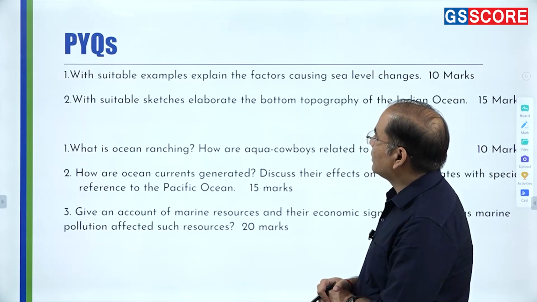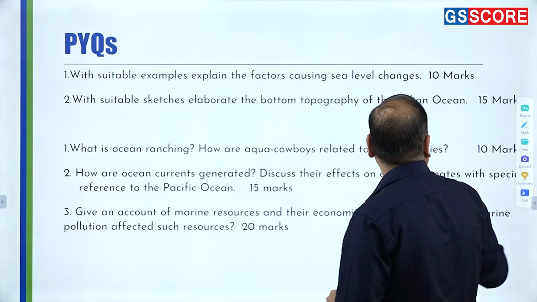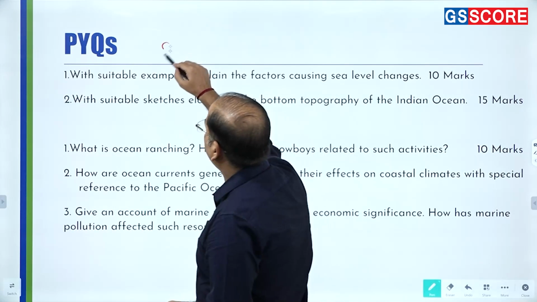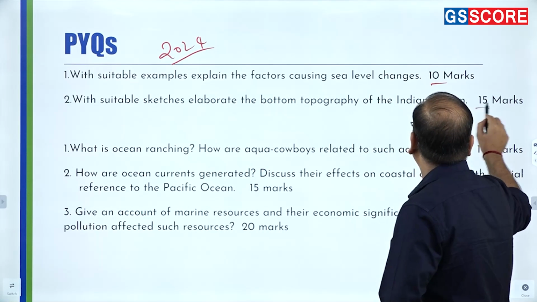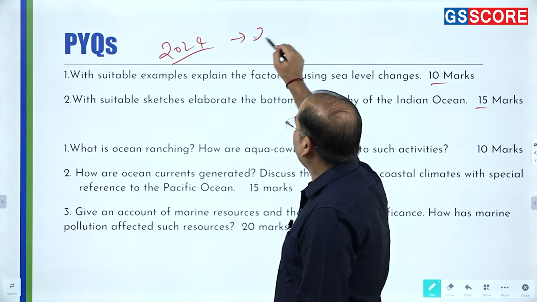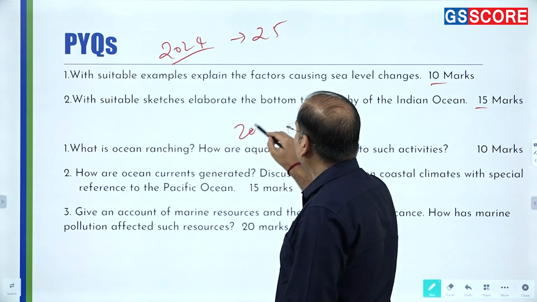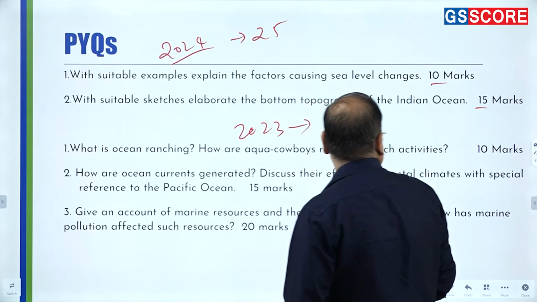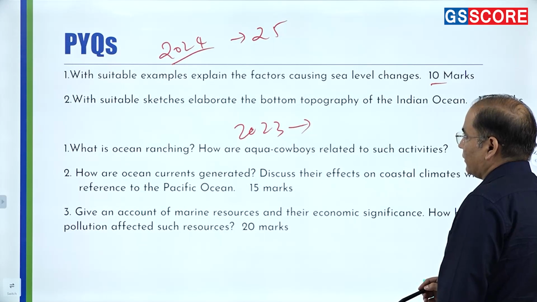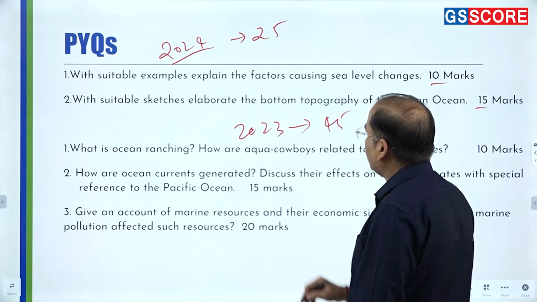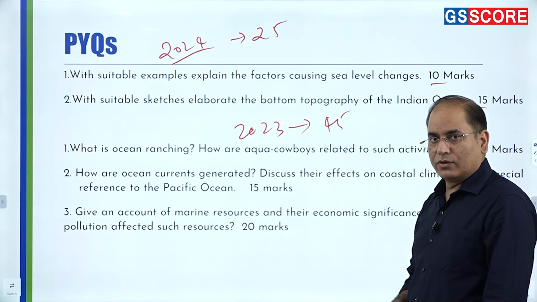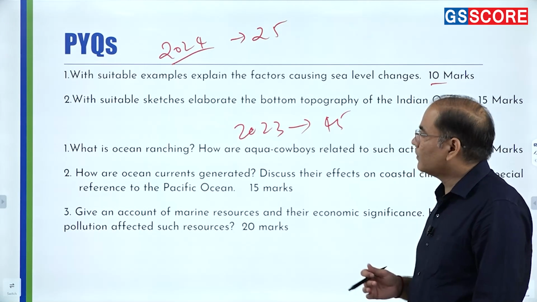Now, if you look at the questions, this is the 2024 question. In 2024, there were two questions, one of 10 marks and one of 15 marks, so a total of 25 marks. In 2023, there was one question of 20 marks, one of 10 marks, and one of 15 marks, so 45. So regularly you will get questions from the ocean.